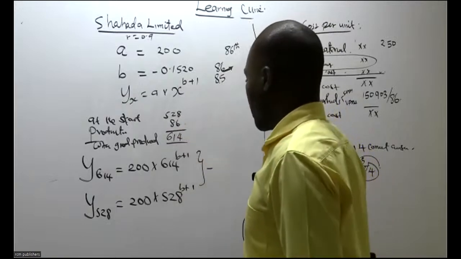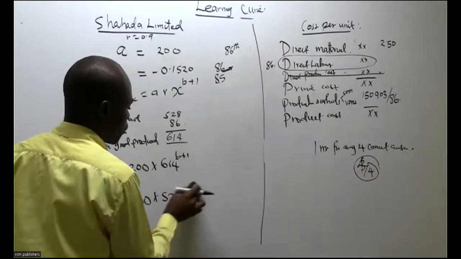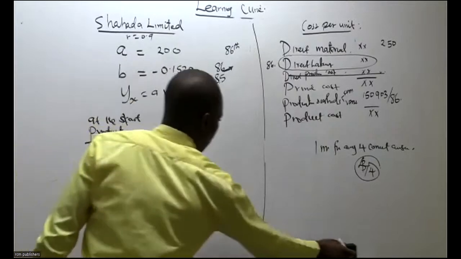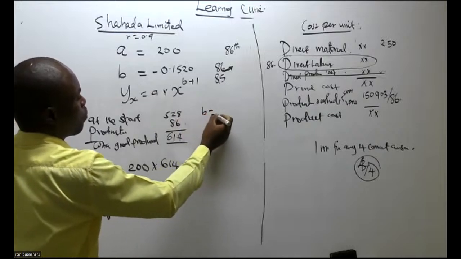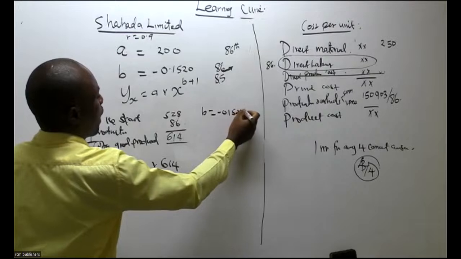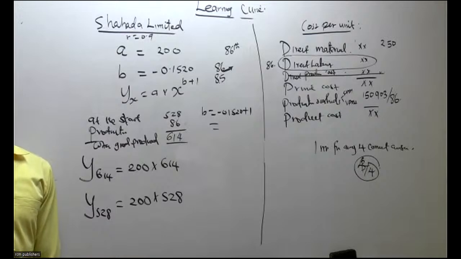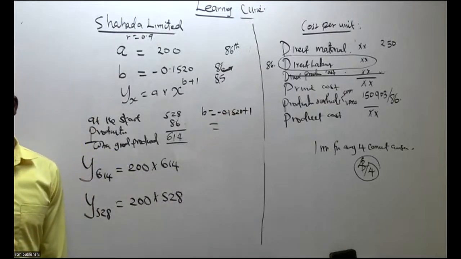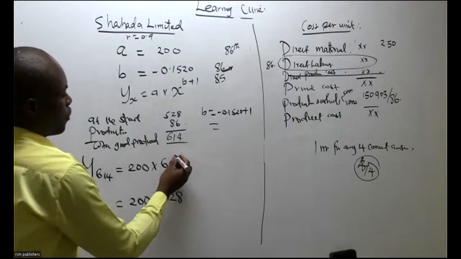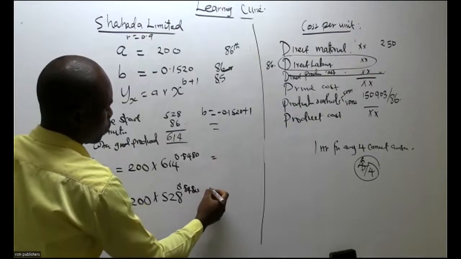So I want you to go ahead now and help me get those figures. I know very well that b was already calculated up there. b is equal to negative 0.1520, but we have said it is b plus 1. So what will b plus 1 be? Negative 0.1520 plus 1 is 0.8480.